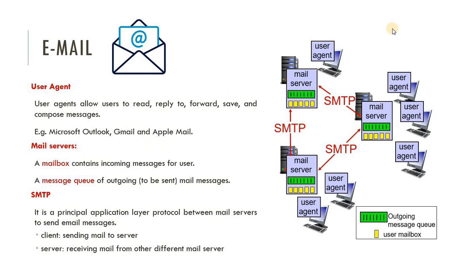This figure shows the three components of email. The user agent sends a mail. That mail goes into the mail server with the help of the SMTP protocol, and then that sent mail is received by the receiver.